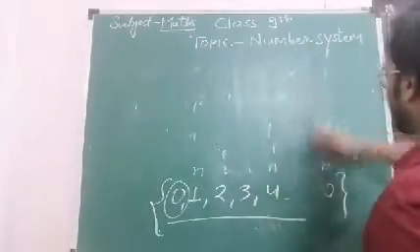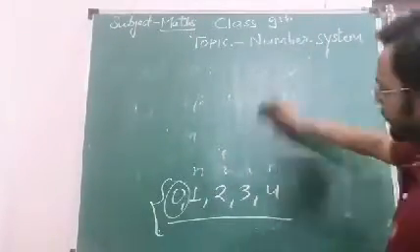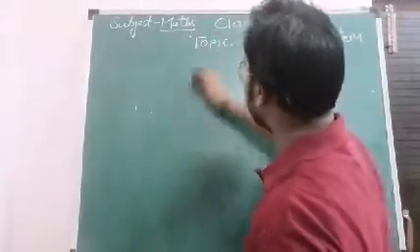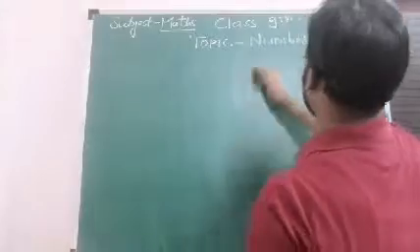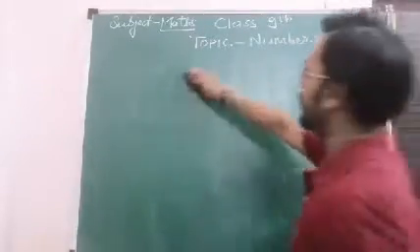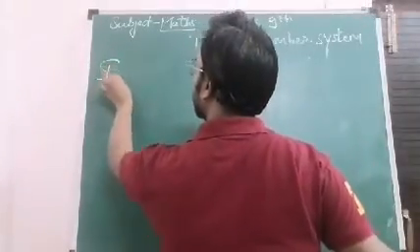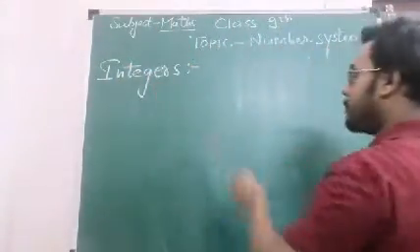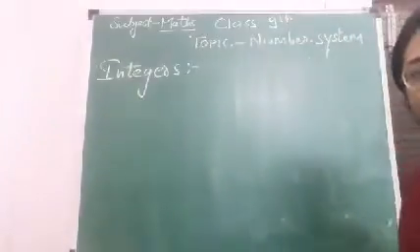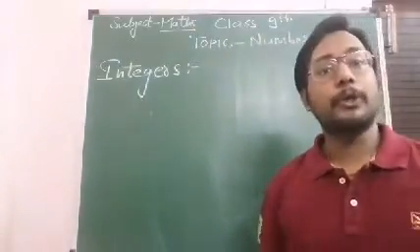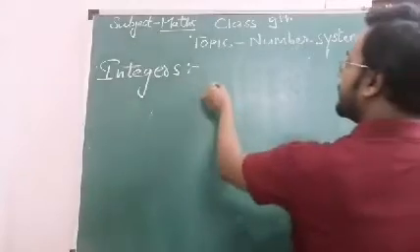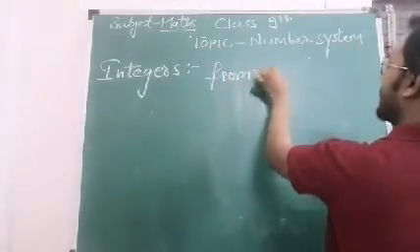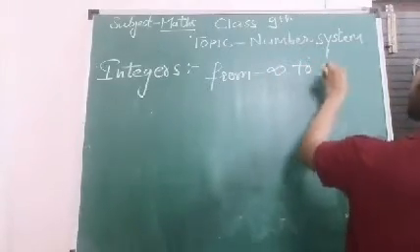So let's talk about integers. Integers are basically defined as those numbers which go from minus infinity to plus infinity. It can be positive, it can be negative.